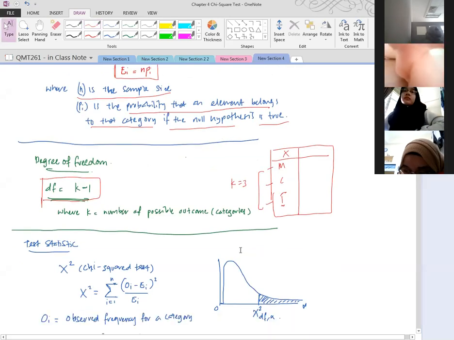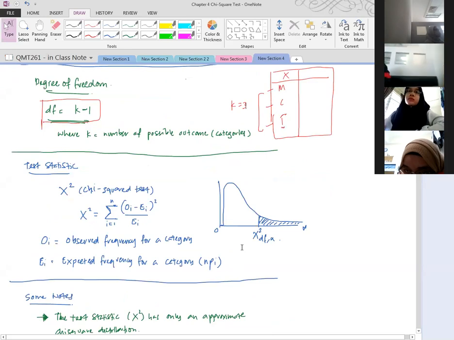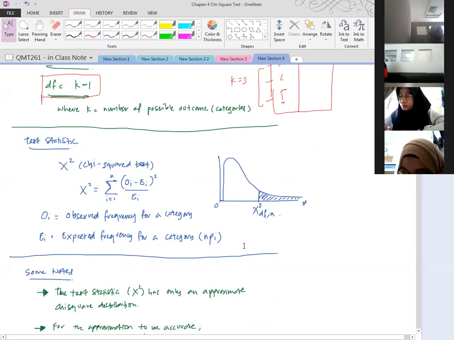The test statistic that we are going to use is the chi-squared test for categorical data. The chi-squared test statistic is the summation of observed value minus expected value, squared, divided by expected value.